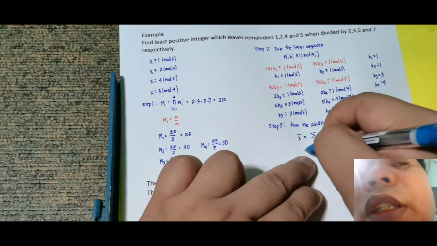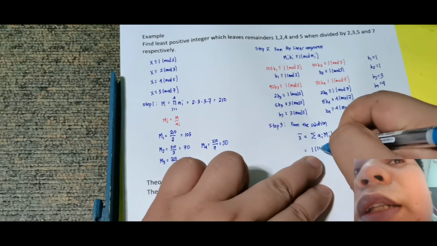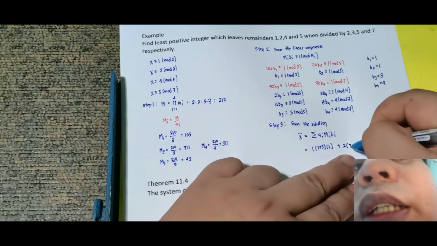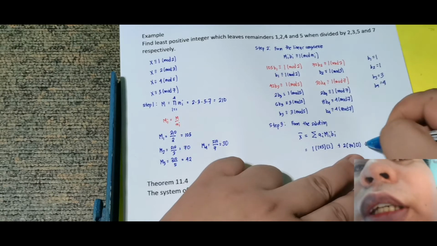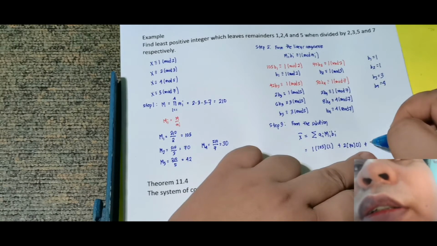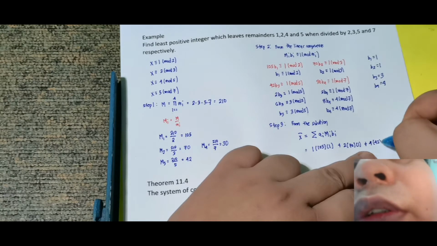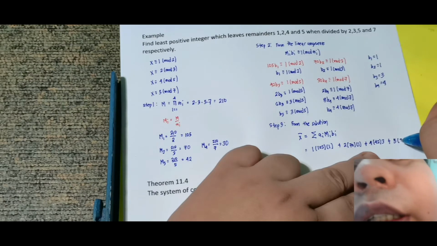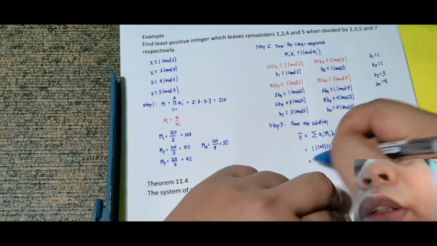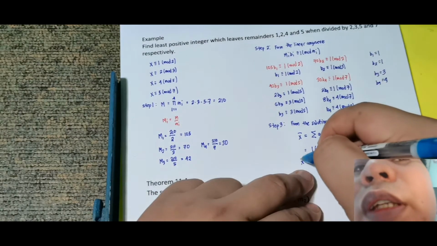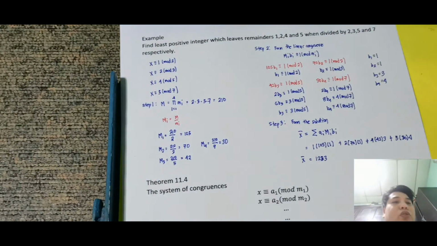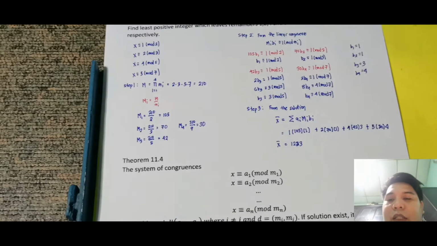Okay, so therefore, the answer in this is 1 multiplied by 105 multiplied by 1, plus 2 multiplied by 70 times 1. Next, plus 4 multiplied by 42 times 3. Then lastly, 5 multiplied by 30 times 4. Okay, so therefore, in total, x bar is equal to 1,223. Okay, next, ang gagawin nyo.